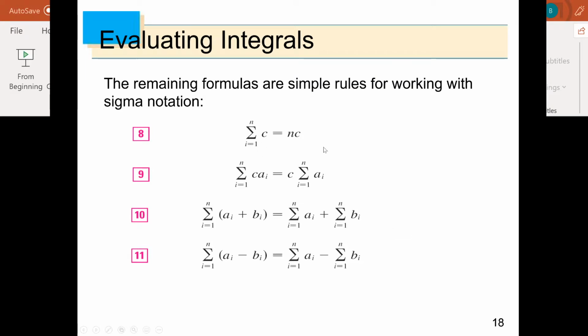And here are some of the other formulas, the properties. The sum of c, n times c. For the summation of c times ai, c is just a coefficient, so we can always pull it out. Once you see ai plus bi, we can always separate them, and also for the difference, we can separate them and do it individually.